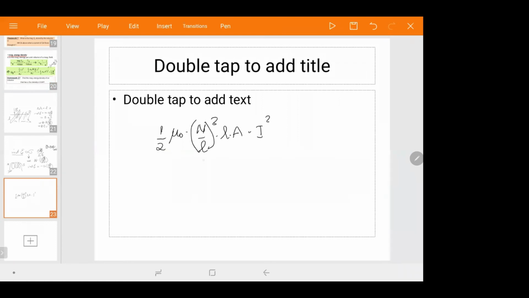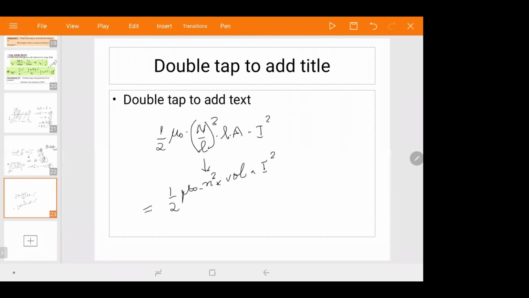You see now two small things. One, this N over L is turn density. So I get now n squared. And you can see that L times A. This is the cross-sectional area of the coil, and L is its length. So mathematically then, L times A gives you volume. So I have here times I squared, and there is a half mu0.